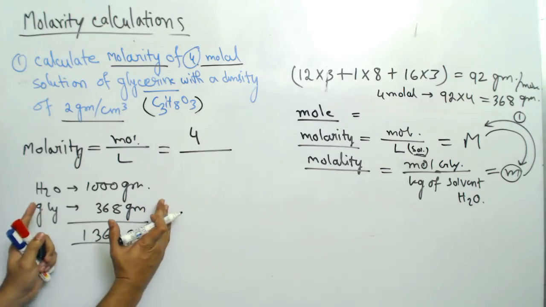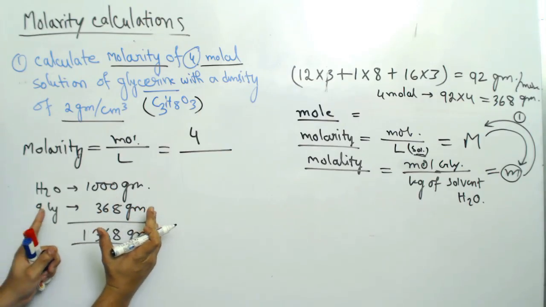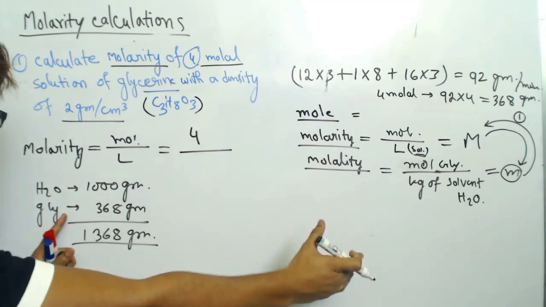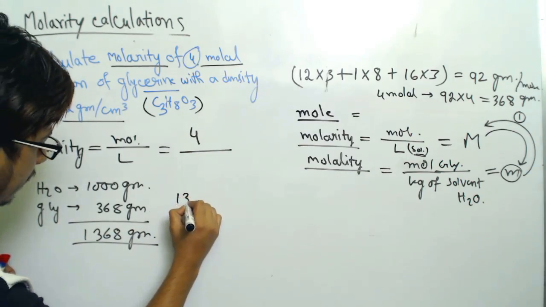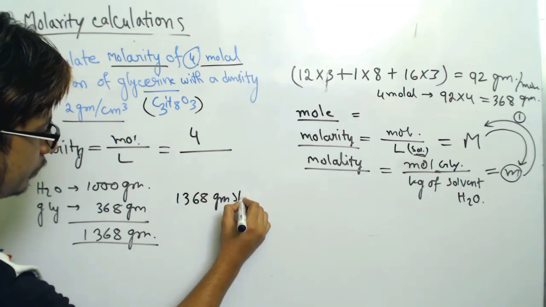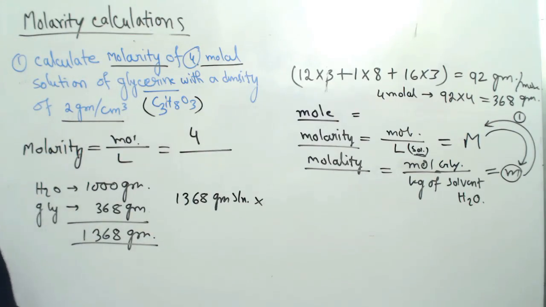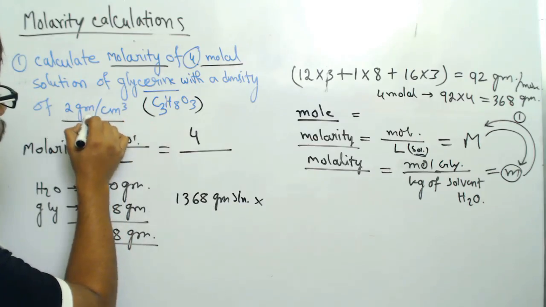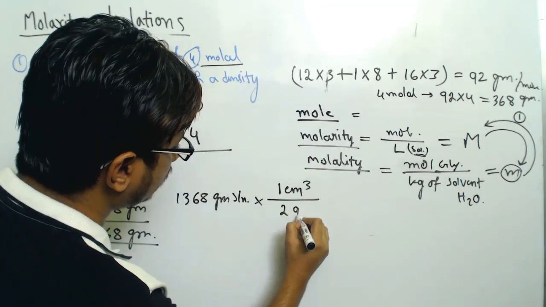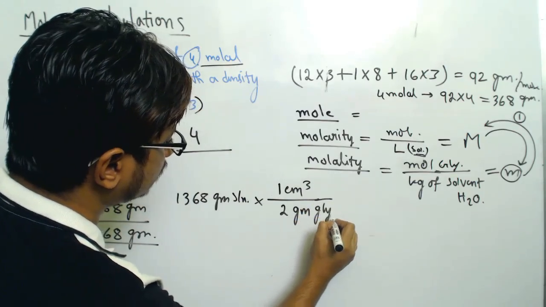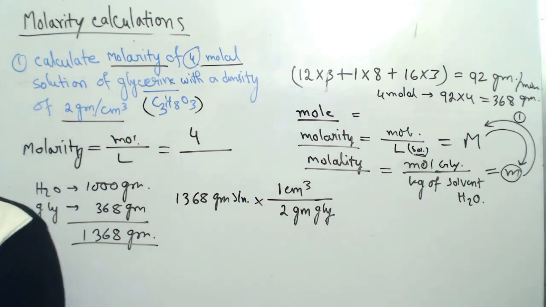Now once we find out the 1368 gram solution, we need to convert this into volume, because that's what we get in amount. We need to convert it into the volume, including the idea of density. And for conversion of this gram or amount into volume in liters, we need to use dimensional analysis. Let's say here we have 1368 gram of solution, into what we can write in this particular place. It's simply 2 gram per cubic centimeter. So we can write 1 cubic centimeter contains 2 gram of this glycerine.